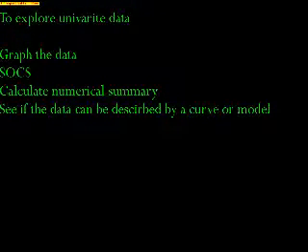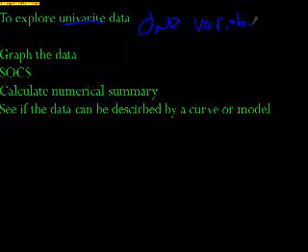What we are going to look at is how to explore univariate data. And you can see here the 4 steps necessary to explore univariate data. So before we go too much further, let's first talk about what univariate data is. Univariate means one variable. So right now we're going to talk about data of one variable.